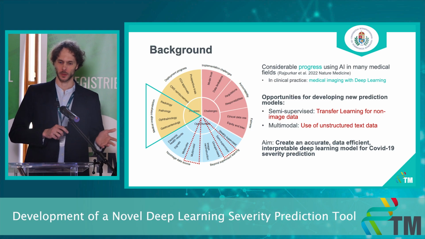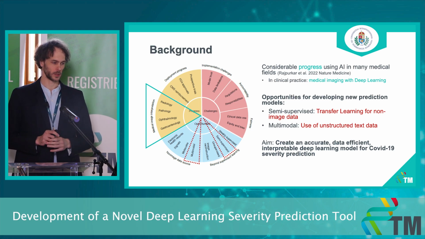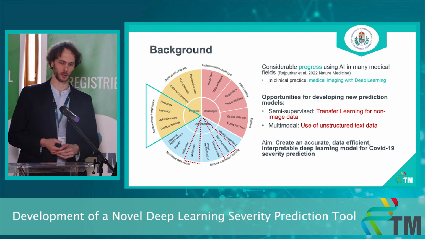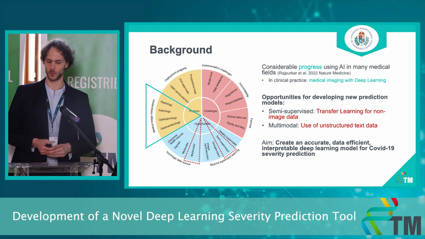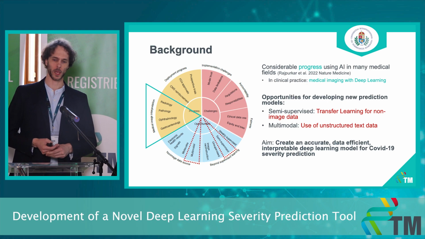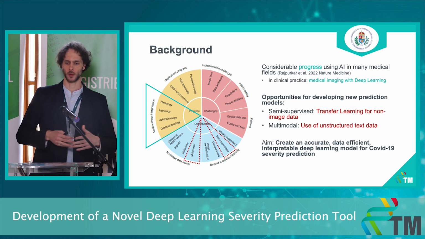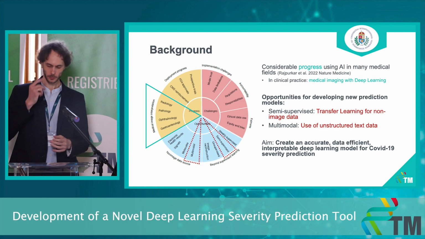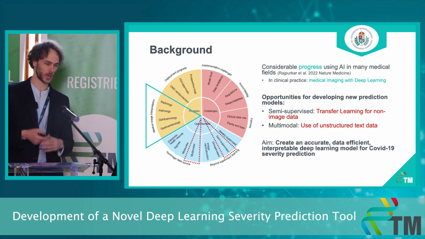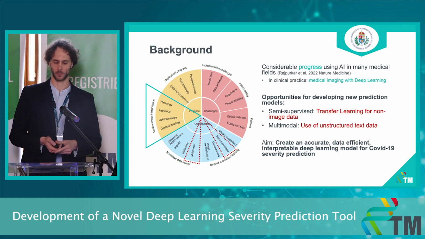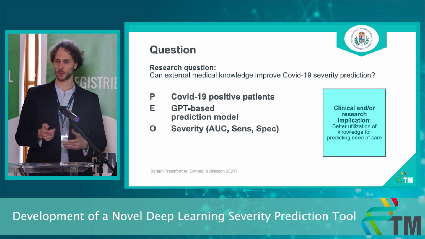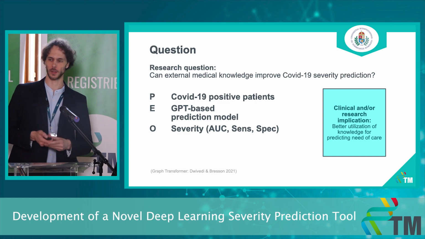I've already talked about some of the background regarding COVID-19, so a little bit more about the methodological background of AI models. As a Nature review concluded, we've seen that these models perform excellently in image recognition, and we have the opportunity to use some of the techniques there for other applications, most notably transfer learning, the use of external knowledge. So my research question is, can we use external medical knowledge to improve COVID-19 severity prediction?